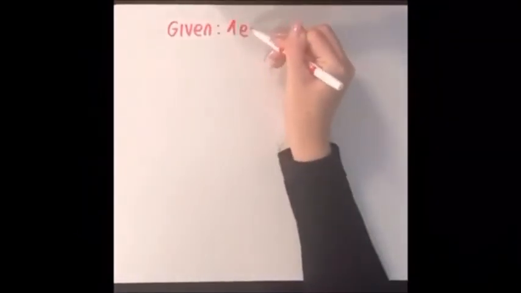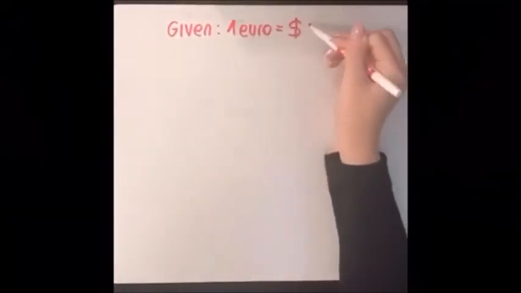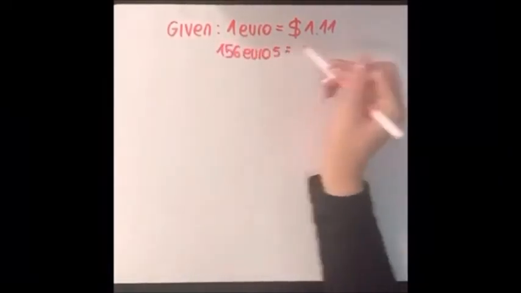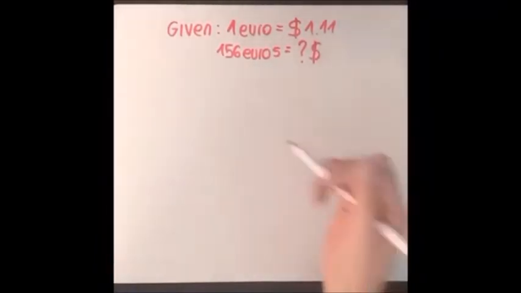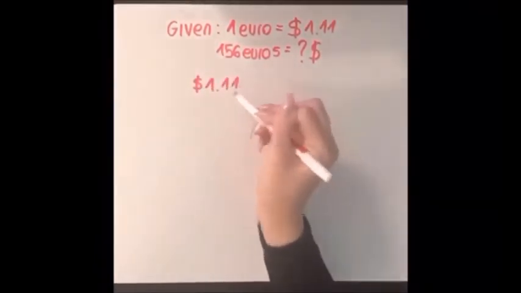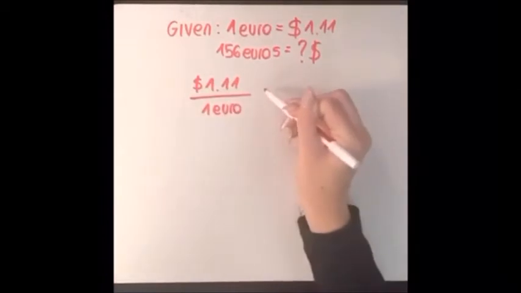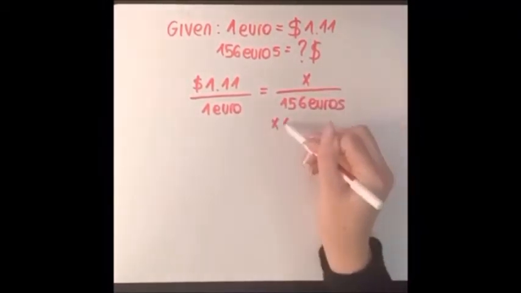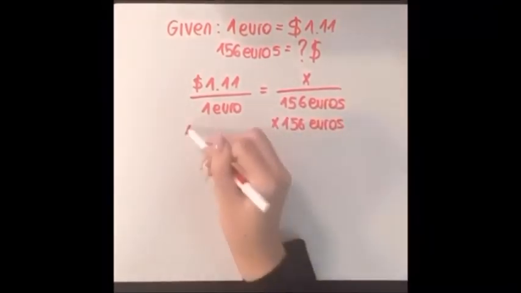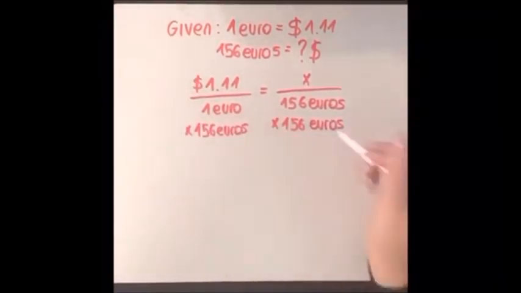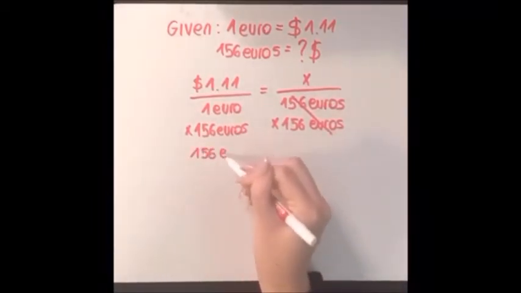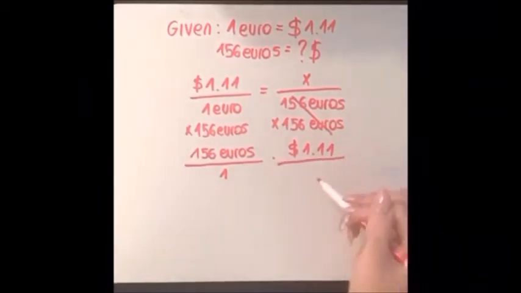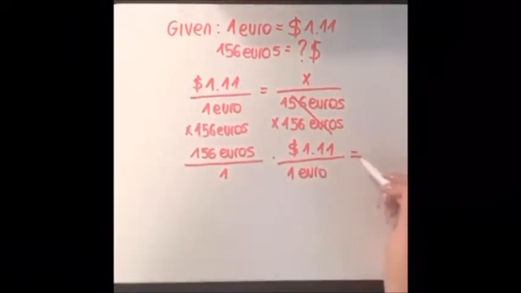In this equation, you are given that 1 euro equals $1.11. So now you're trying to find out how many dollars equals 156 euros. First, you set up an equation of $1.11 over 1 euro equals x over 156 euros. Now you have to multiply 156 euros to both sides to get x by itself. And you end up with 156 euros over 1 times $1.11 over 1 euro equals x.